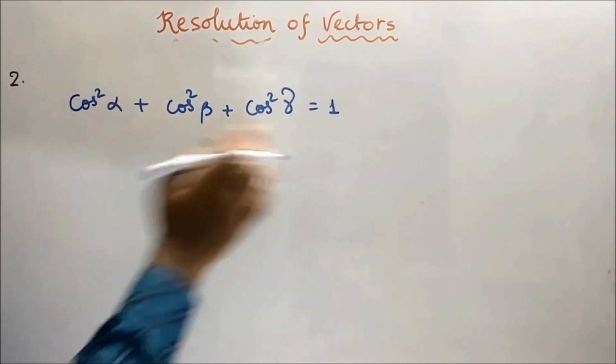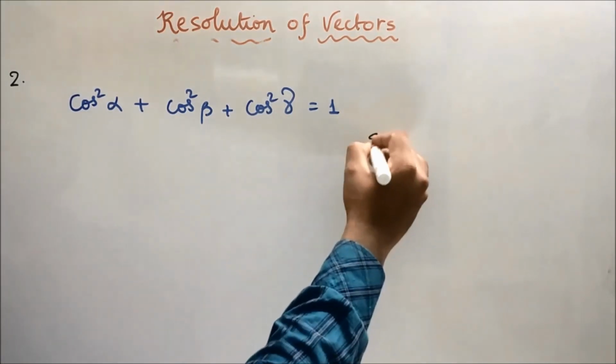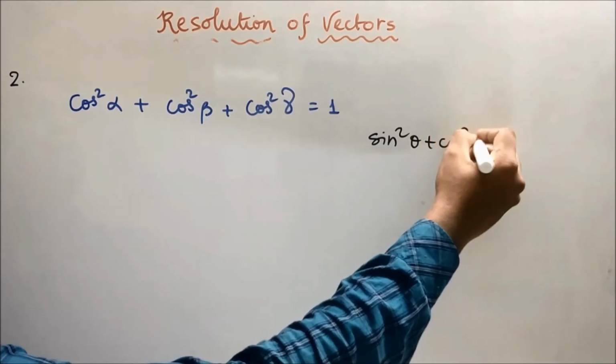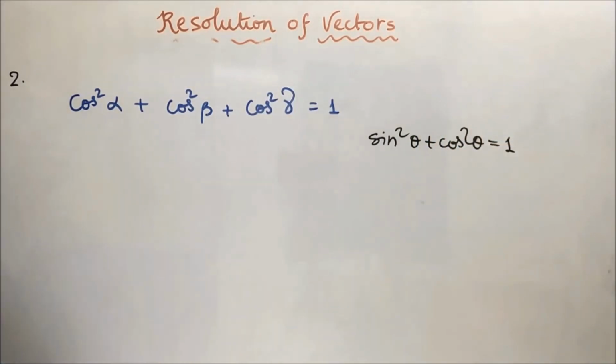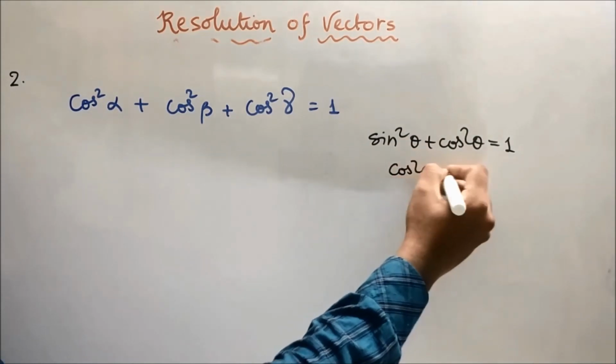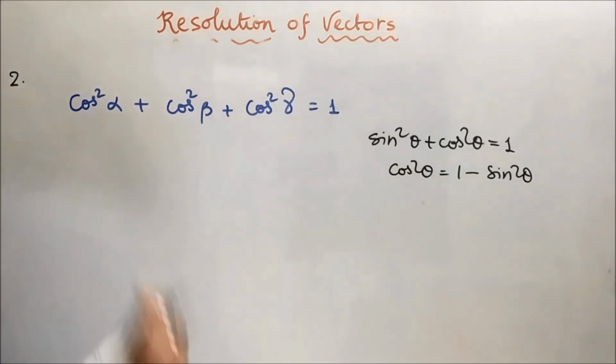If I do the sum, that is equal to 1. And you also know this identity in mathematics, that sine square theta plus cos square theta is equal to 1. So how can I write cos square theta? Cos square theta can be written as 1 minus sine square theta. So that's the same thing I'm going to use here.